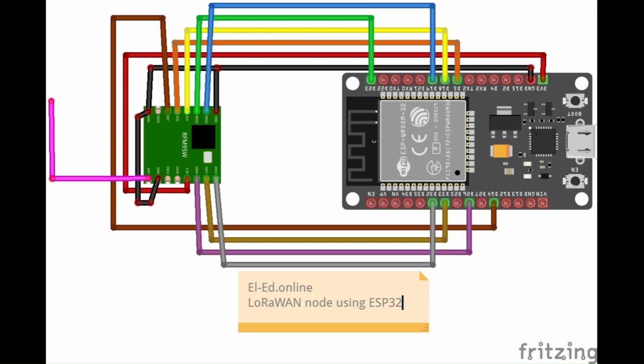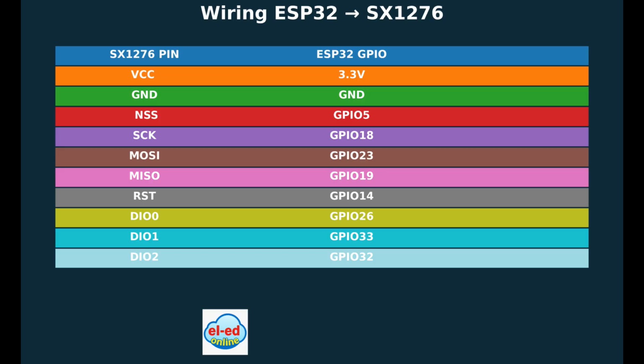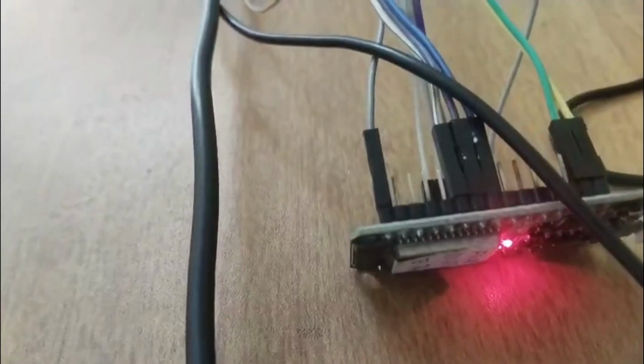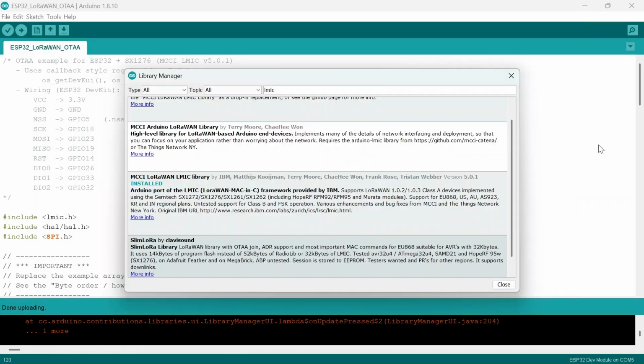Now we will move on to the wiring between ESP32 and the LoRa module. You can take help of this chart to do the wiring. There are totally 10 wires you have to connect between the LoRa module and ESP32. Now that the wiring is done, we have connected directly using jumper wires. This is how the setup looks. We will move to the Arduino programming.